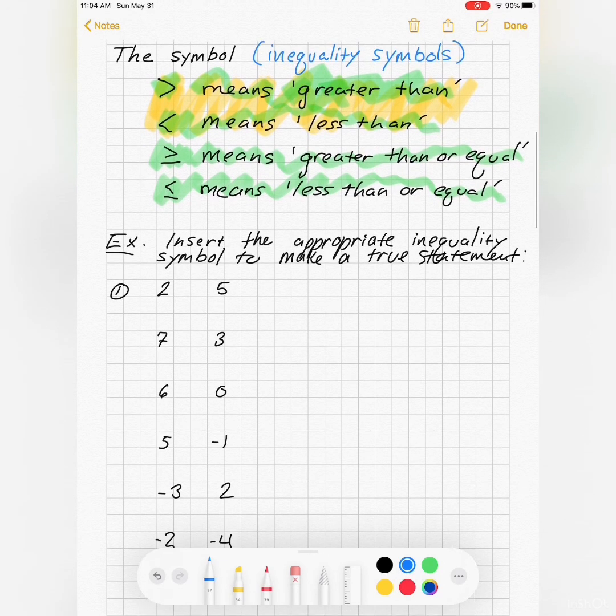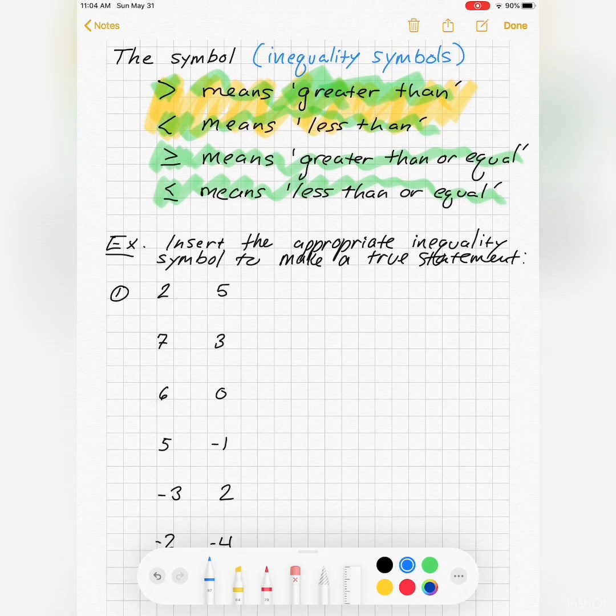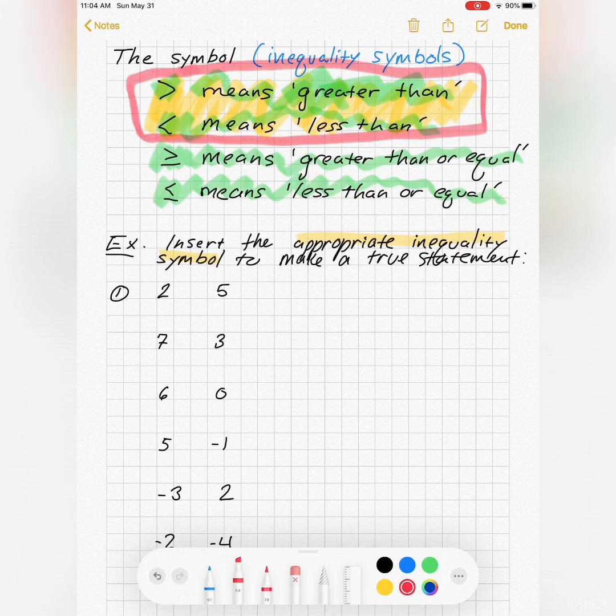Okay, so I'm looking at that list of symbols and I need to insert the appropriate symbol, okay? Now for these, we're only going to be looking at these first two symbols. Like I said, we'll get to the other two later on. So we're really looking at the statement here and we're saying, okay, so what would I say? So is 2 greater than 5? No. 2 is less than 5. So the appropriate inequality symbol would be that one.